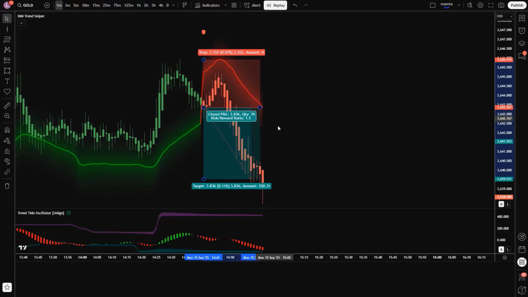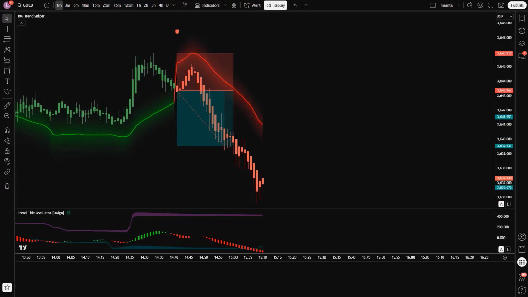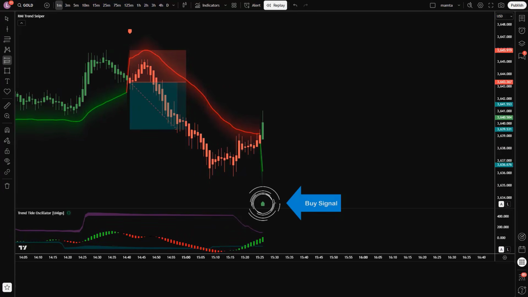If not, then it doesn't matter, we are going to see examples of some trades, so that you will definitely understand. Here the RMI Trend Sniper indicator gives us a buy signal.